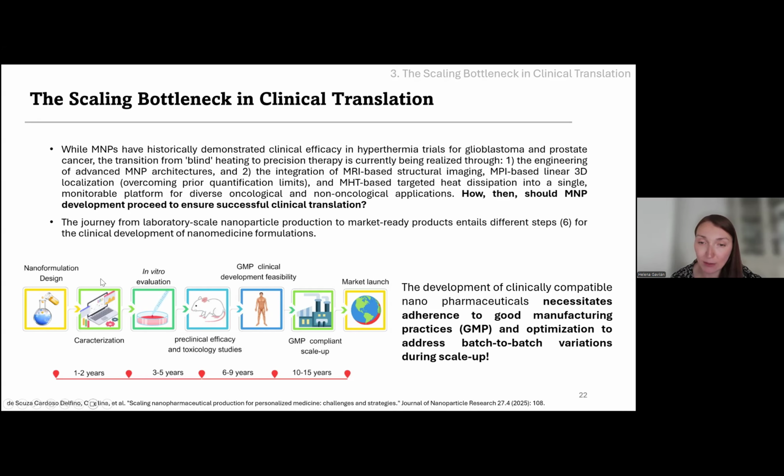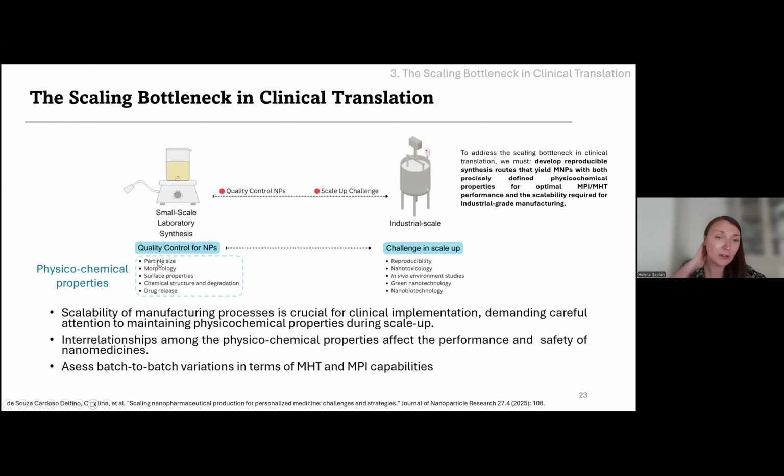variation during the scale-up. So all in all, the control of certain physicochemical properties like the particle size, the morphology, surface properties, chemical structure and degradation, drug release are really important to be optimized during the industrial scale. Okay? So all these physicochemical properties are essential, but also the assessment of the batch-to-batch variation in terms of magnetic hyperthermia and MPI capabilities.